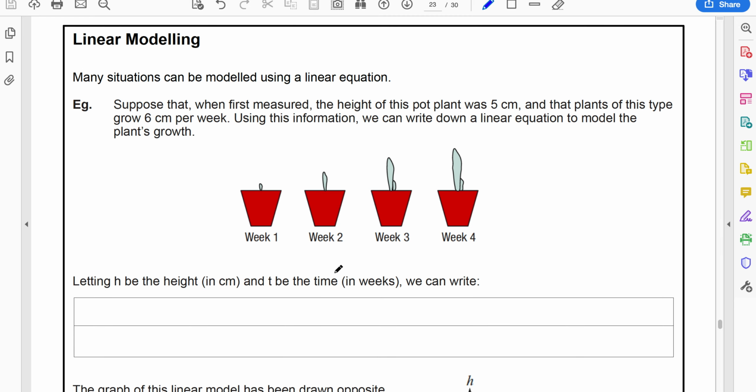All right, welcome Year 11s to our next lesson on linear relations. We're going to look at linear modeling in this lesson. So we're going to be looking at some of the skills that we've been doing throughout this whole topic, and we're going to bring it together with some worded problems.